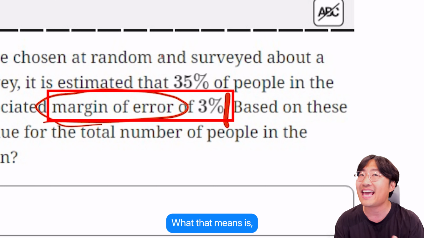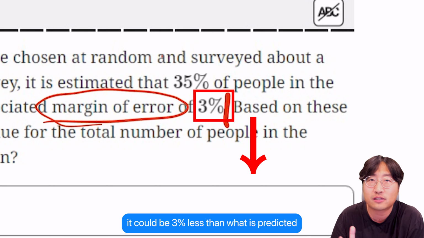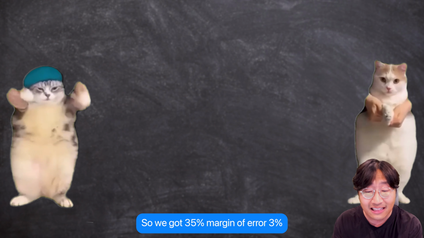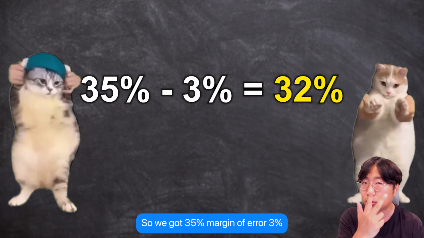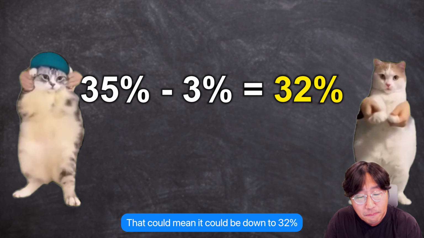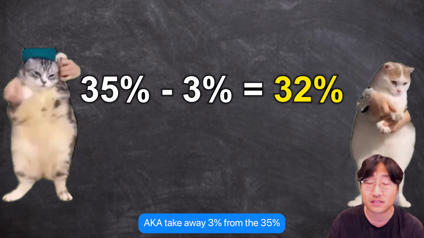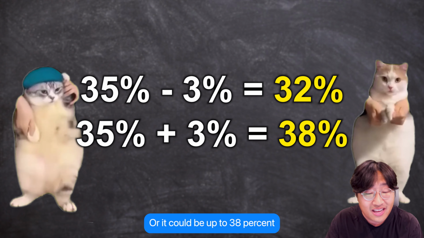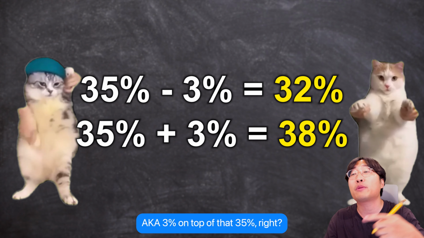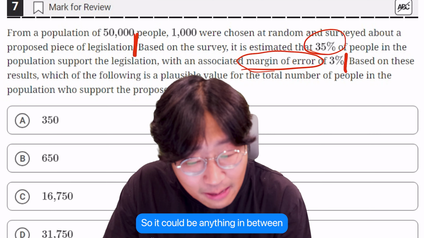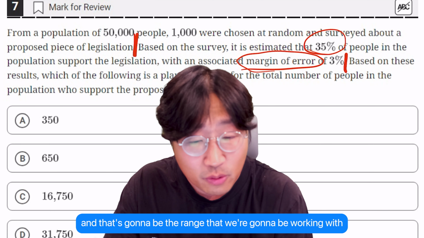What that means is it could be 3% less than what is predicted, or 3% more than what is expected. So we have 35%, margin of error 3%. That could mean it's down to 32%, taking away 3% from the 35%, or up to 38%, 3% on top of that 35%. So it could be anything in between, and that's the range we're going to be working with.